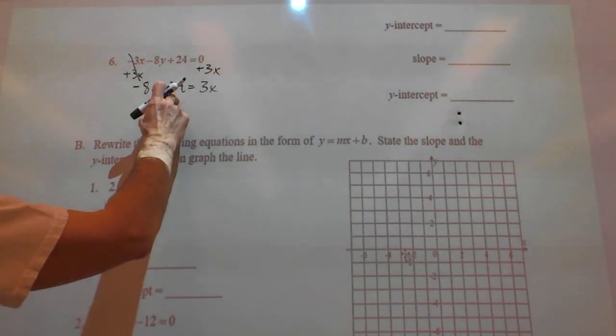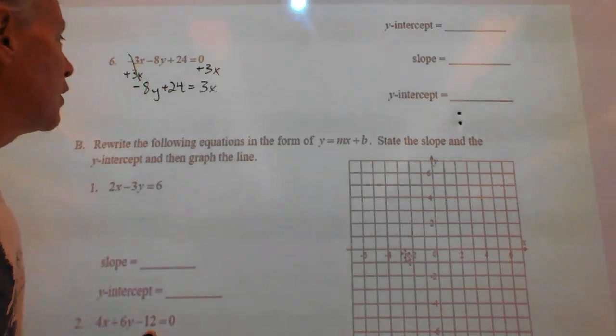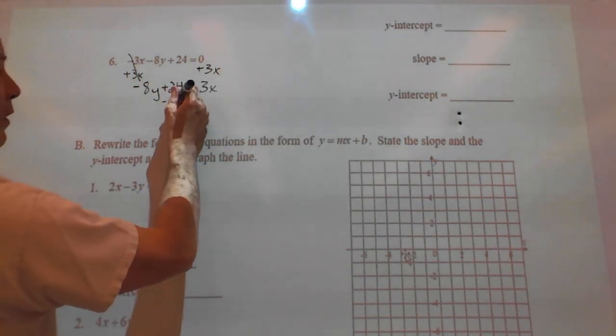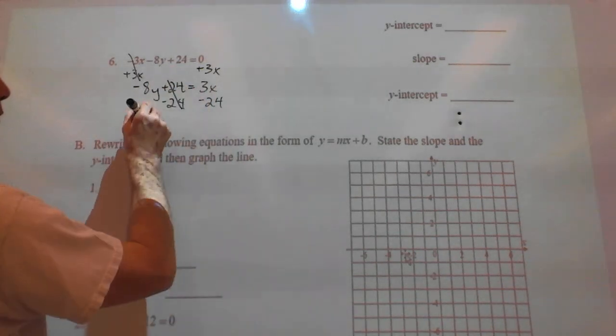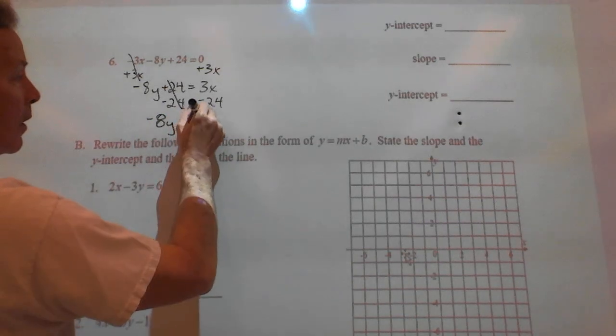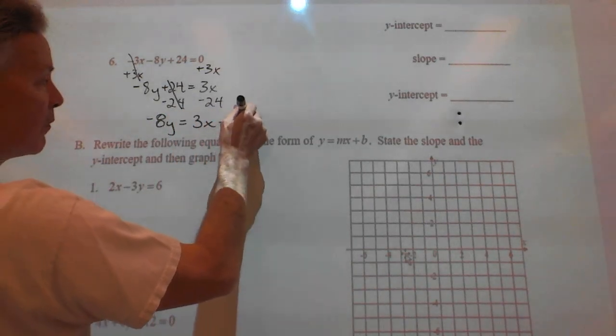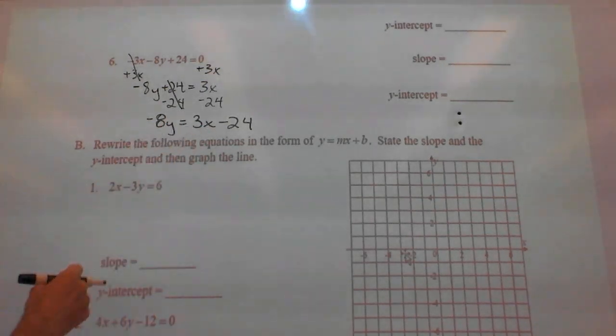Okay? Then we're going to get rid of the 24, because it also has to be added, subtracted to get rid of it. So we're going to take away 24 from both sides. Again, it'll cancel. We'll be left with negative 8y equals 3x minus 24. Again, you can't combine these. They're not like terms. But it's starting to look better.